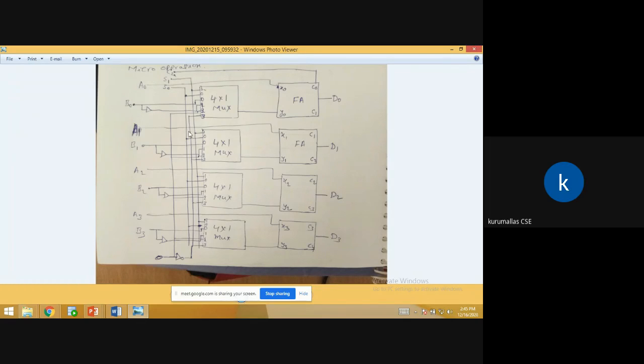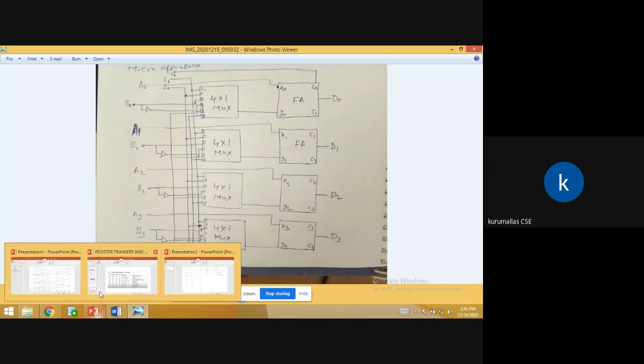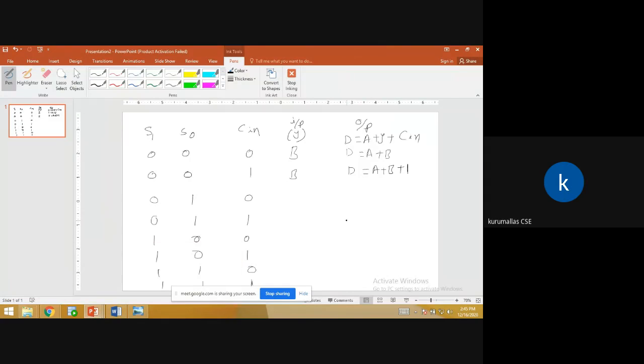If it is 1, I need to select 1 from here. How to get 1? By the complement of b naught. So what is the input? Here if you give 0 1, see carry input is 0. It becomes B complement. 0 1 means it will select 1. So how is 1 coming? By selecting the input. Did you understand this one?